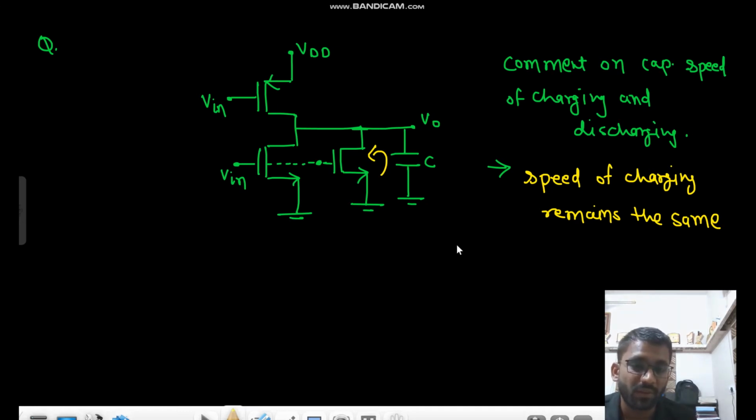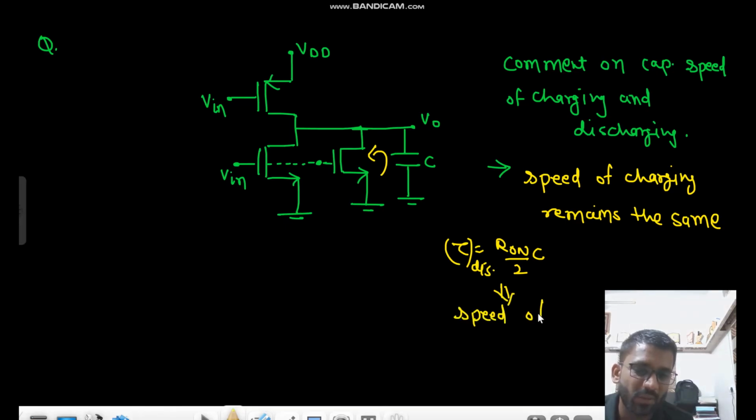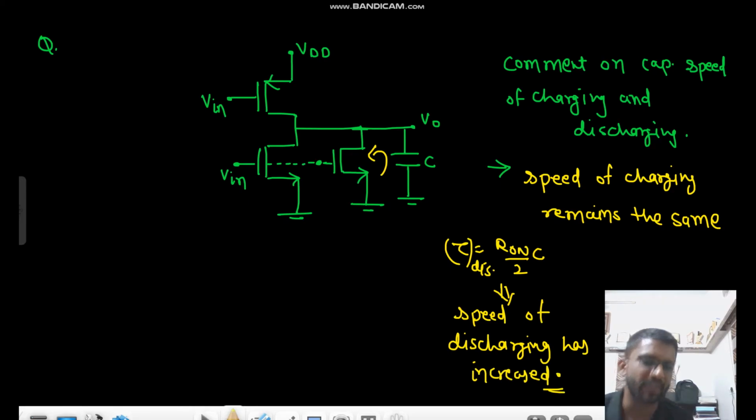So tau would be equal to R1 by 2 into C for discharging. That means speed of discharging has increased. Okay, so these kinds of questions can be asked. So this is the complete analysis of pulse input.